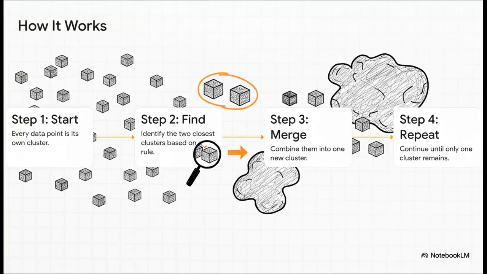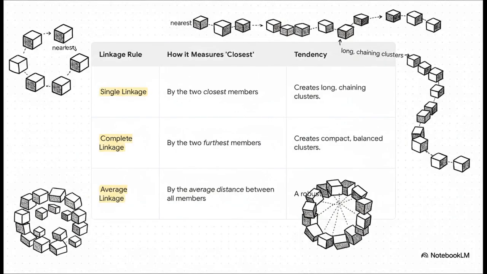The process here is actually pretty simple and kind of elegant. First, you start by treating every single block as its own tiny individual pile. Then you look at all the piles and find the two that are closest to each other, based on your rule, of course, and you merge them. Then you just do it again and again. You keep merging the two closest piles until, at the very end, you're left with one giant super pile that has everything in it. Okay, so the million-dollar question is, how do you define closest?